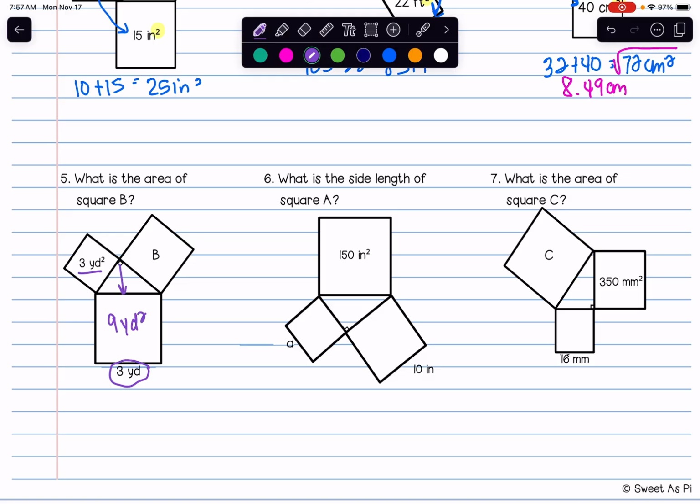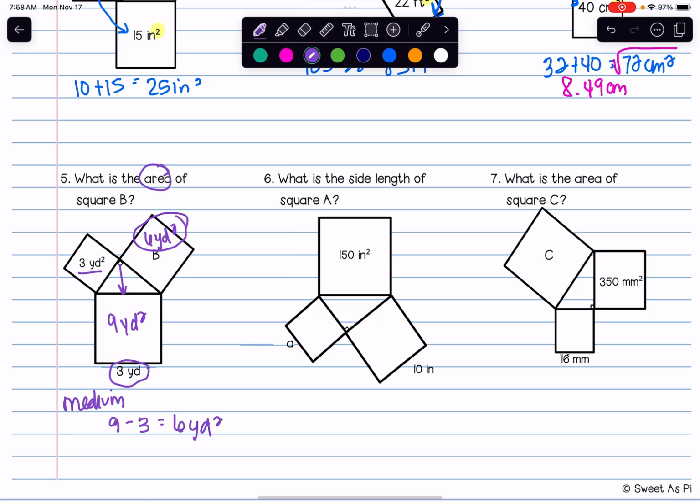Now again, they gave me my small one and my big one. So to find my medium one, I'm going to have to do that 9 yards squared minus 3 yards squared. So that gives me 6 yards squared. And it's asking for the area, so I'm leaving it as the area. On the next one, they did the same thing.